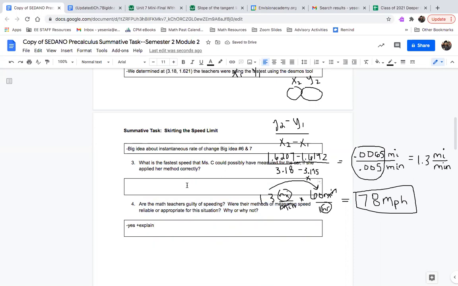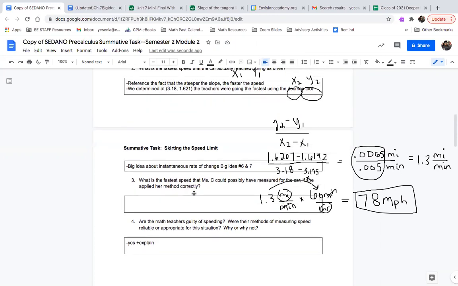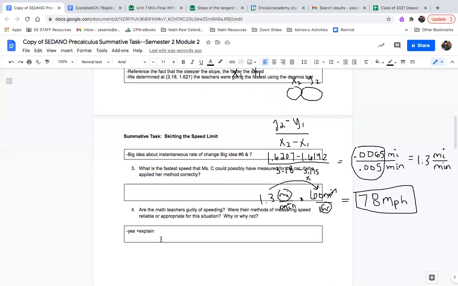And number three, remember our big ideas. Oh, sorry, we're talking about number two right now. We didn't do number three. I already put down the little notes for what we did for number two. Again, now it's your job to explain, show the work on it. And then number four, we kind of already know now that they were speeding. They went above 75 miles per hour. But go ahead and explain what we just kind of said.